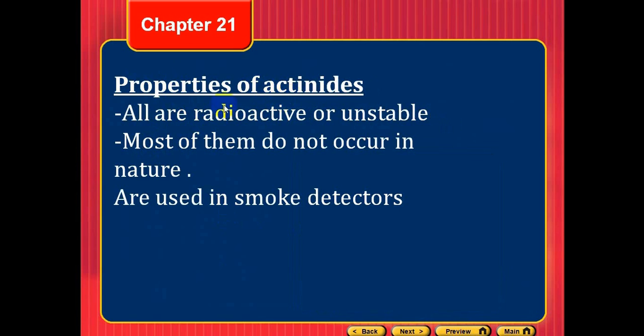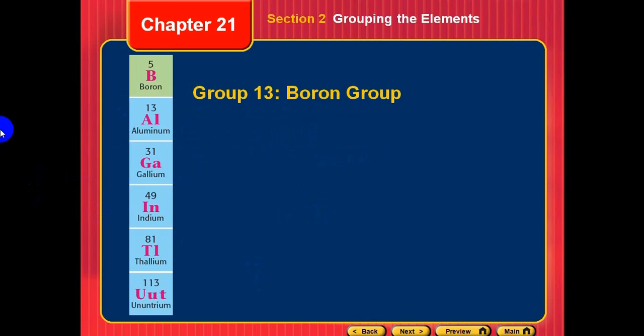Properties of actinides: all are radioactive or unstable. The atoms of actinides can easily break apart, and that means radioactive. Most of them do not occur in nature. Most of them are made in a science lab by scientists. They are used in smoke detectors.